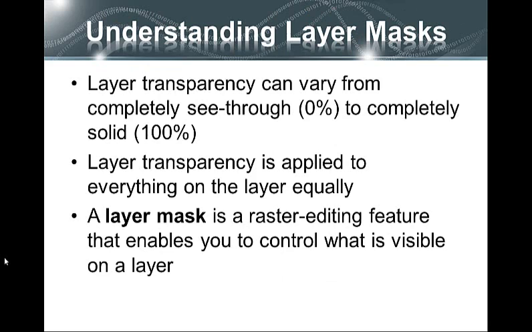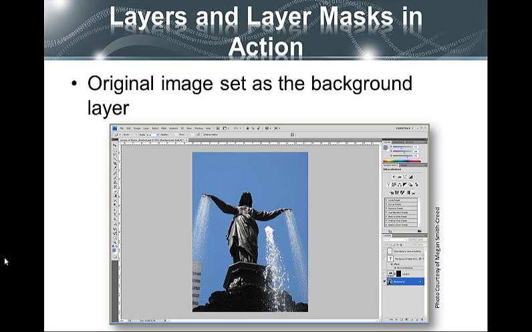Layer transparency can vary from completely see-through at 0% to completely solid at 100. Layer transparency is applied to everything on the layer equally, and a layer mask is a raster editing feature that enables you to control what's visible on the layer. You can use a mask in combination with an adjustment layer to apply an effect to only a specific area of a layer. Here we have our original image set as the background layer.